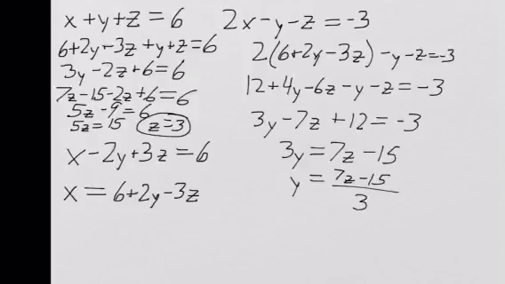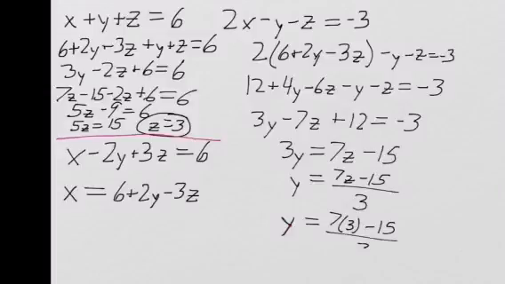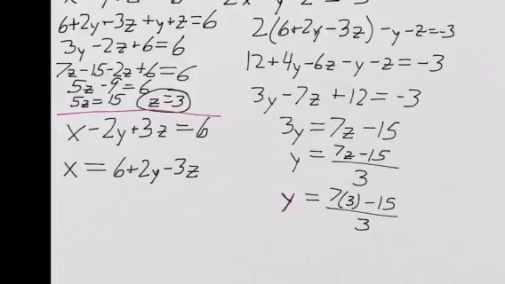And then just put a line here to separate equations going on. So now that I know that z is 3, I can come down here where I have y in terms of z. So I plug my value for z in there. So I get y is equal to 7 times 3 minus 15 over 3. And that simplifies to y equals 2.